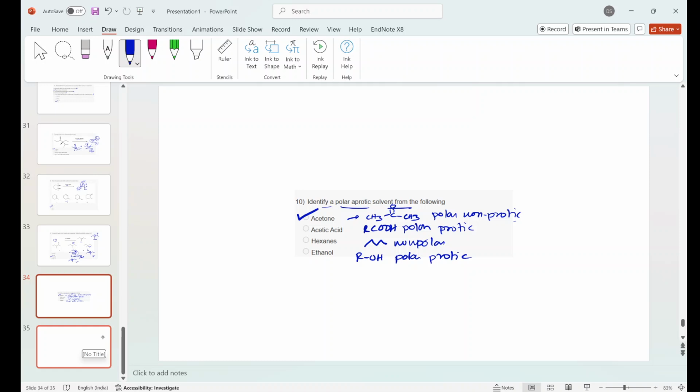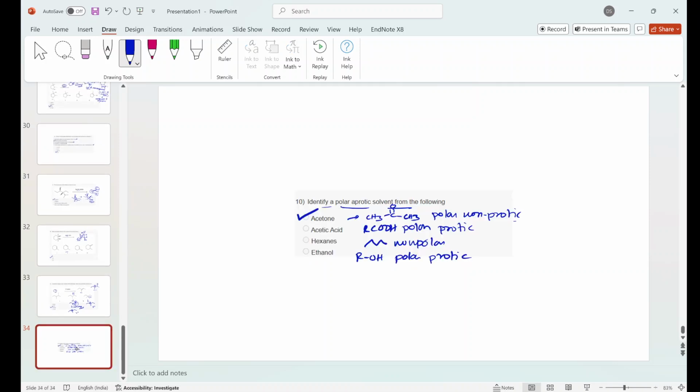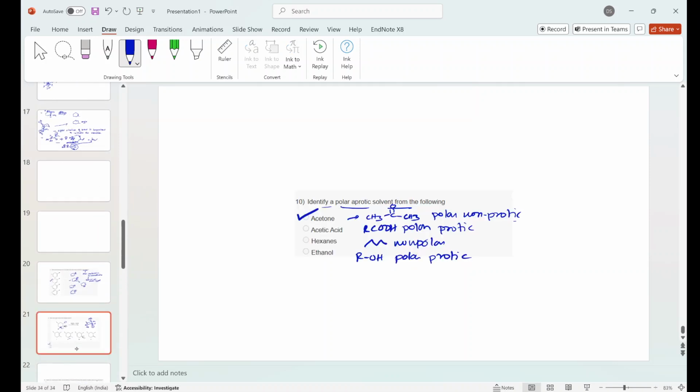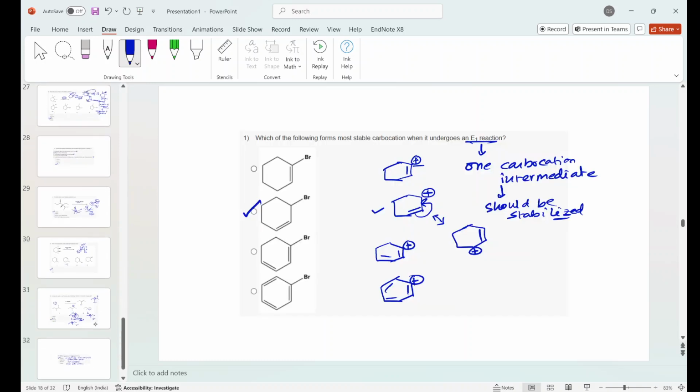So we gained very good information today about the substitution and elimination reactions, their energy profile diagram, and then we started to solve many of the questions, and I think it will help you.